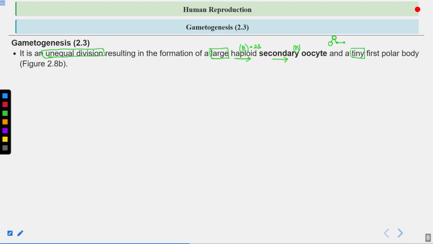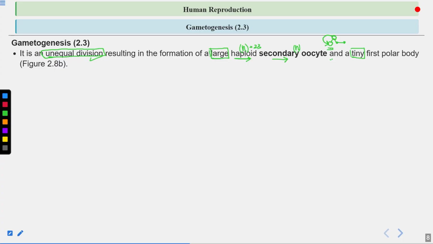Now, why is this an unequal division? Why is this unequal division happening here? And why is a large haploid secondary oocyte produced? The bulk of the cytoplasm of the primary oocyte is retained in the secondary oocyte, and very little cytoplasm remains in the first polar body, because the secondary oocyte will later on form the ovum. And the ovum is also large because it will further lead to the formation of the embryo.